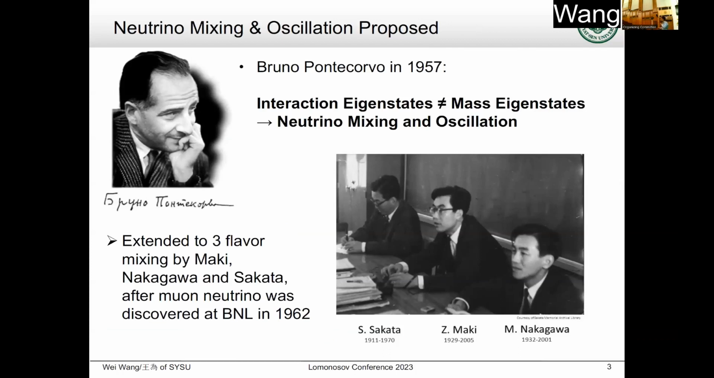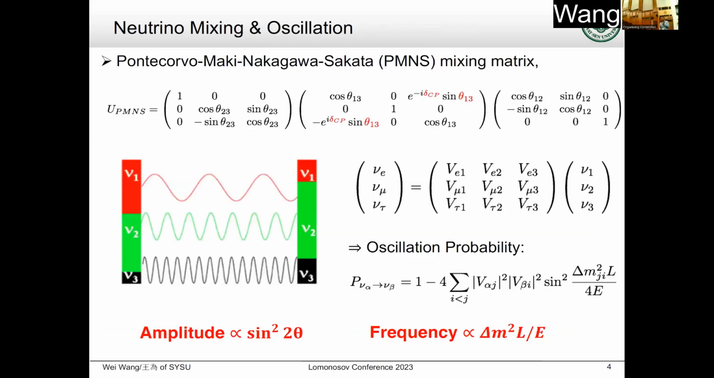Pontecorvo festival has just passed. And we know the neutrino oscillation was first proposed by Pontecorvo, and a few years later, extended to the three flavor one. So this is the standard neutrino oscillation phenomenology. I won't go through the details. I think two things worth pointing out: the amplitude is proportional to the square of sine of double the mixing angle, and the frequency is proportional to the mass square splitting.